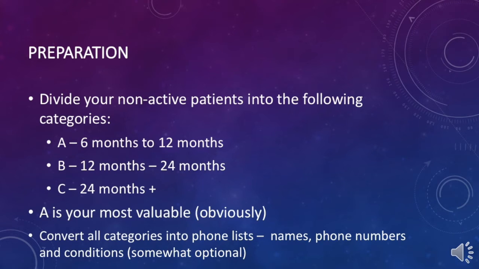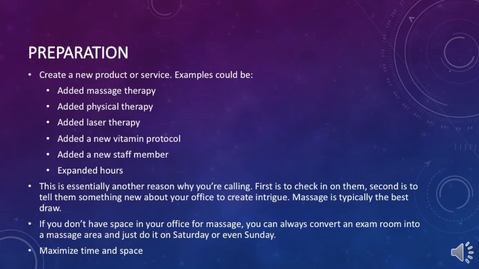We want to put our non-active patients in the following categories. The A category is going to be our most responsive, or most likely to respond. They haven't been in for 6 months to 12 months. So what that means is, it's April, so that would be October to April, right? They fall in that category. Then B, 12 months to 24 months, and then C, 24 months and beyond. Obviously A is your most valuable, and we want to convert all the categories into phone lists: names, phone numbers, and if possible, the conditions that they came in with. It helps us on the call. Next.